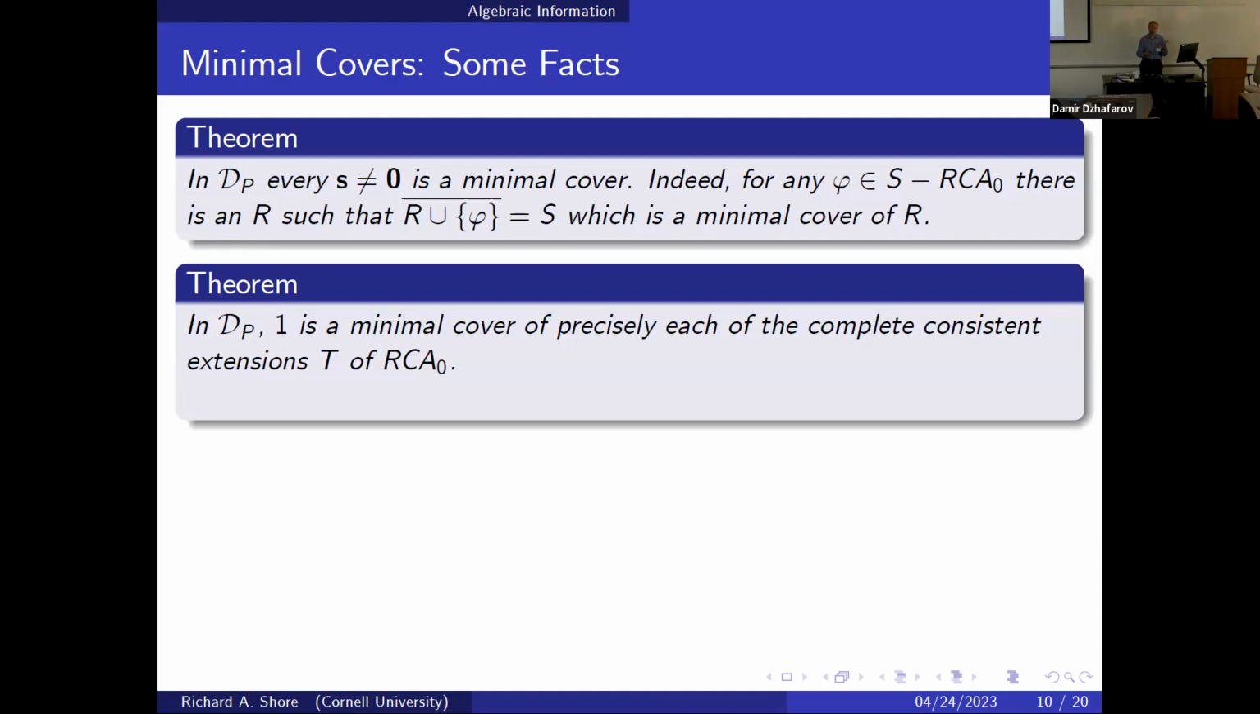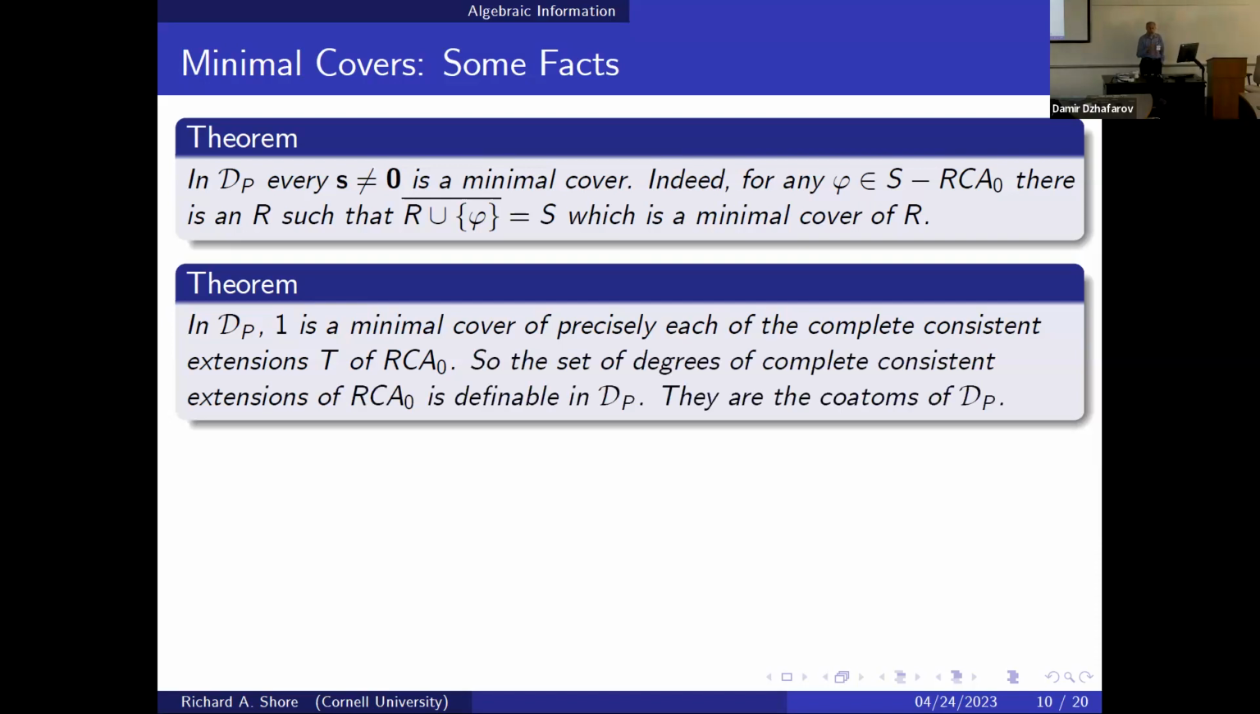What do we call those theories? Those are the complete theories. They decide every sentence or its negation. So one is a minimal cover of exactly the complete consistent extensions of RCA. And that means they're definable. Being a minimal cover is definable. When your one is minimal over you, you're called a coatom. So this says that the proof theoretic notion of a complete theory is definable in the lattice of provability degrees. They're just the coatoms.